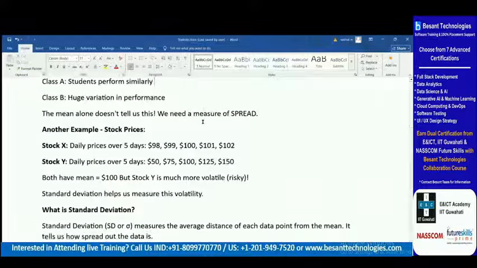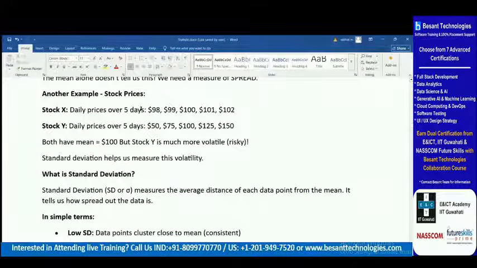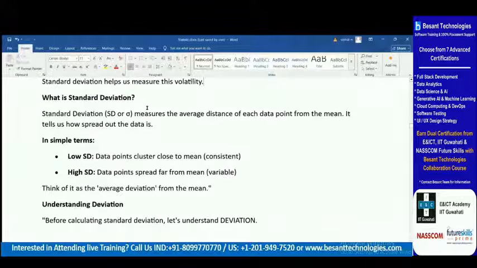standard deviation. Another good example is the daily prices of one stock, which is going to be 98, 99, and there is not much spread in the data. But in a stock, there is a spread in the data, and we have to calculate the volatility and how much our data set is spread. Okay. So for that, we need the standard deviation. So let's see what the standard deviation is.